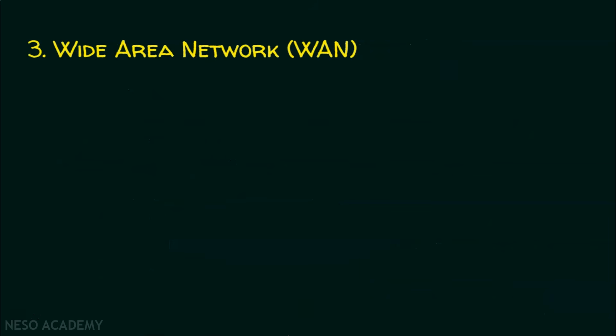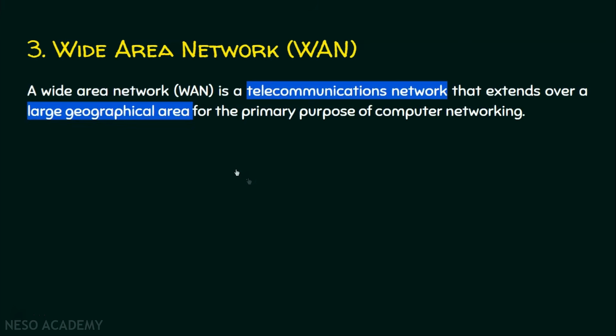Time to see wide area network, that is the WAN. A wide area network is a telecommunications network that extends over a larger geographical area. It means it is a telecommunications network, but it deals with a larger geographical area. First, we will see what is a telecommunications network. Any communications at a distance, we call it as a telecommunication network. So here, the communication is going to be within a large geographical area.